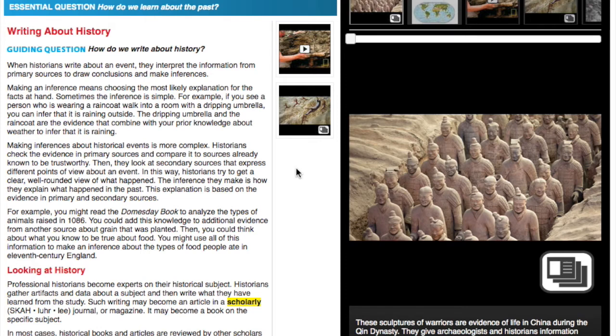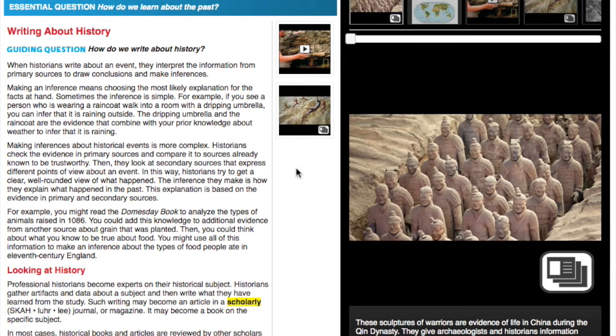For example, you might read the Domesday Book to analyze the types of animals raised in 1086. You could add this knowledge to additional evidence from another source about grain that was planted. Then you could think about what you know to be true about food. You might use all of this information to make an inference about the types of food people ate in 11th century England. Okay, guys, this is just telling us, hey, we got to do some making inferences and drawing conclusions.